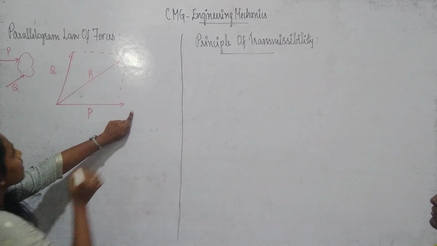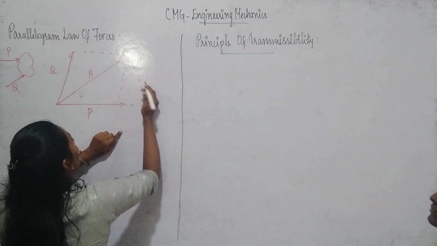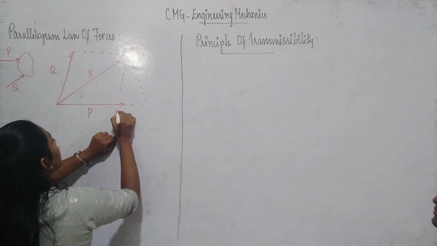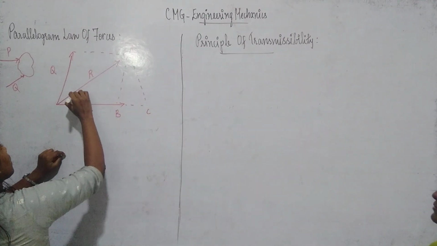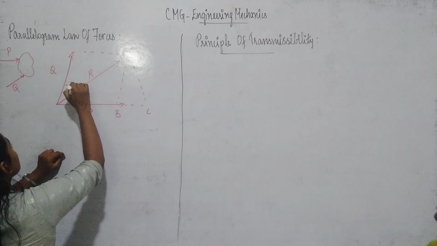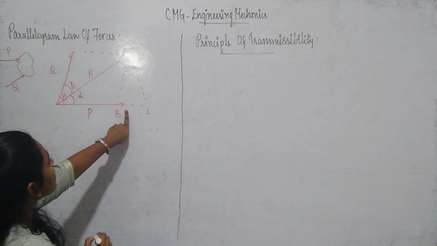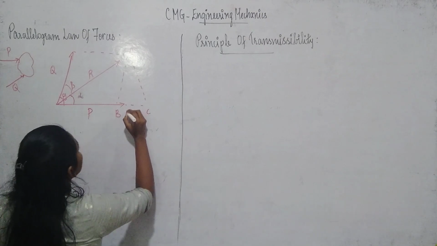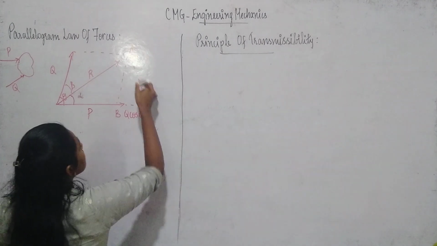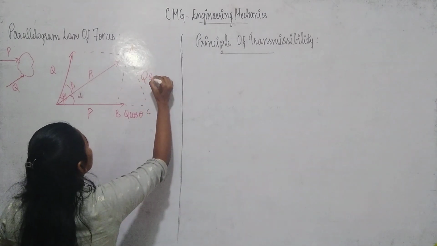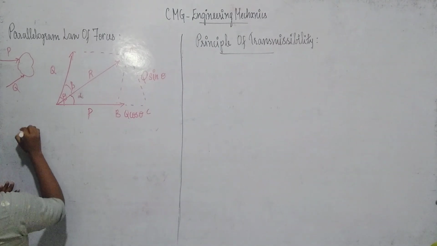So on extending this parallelogram, we can name this triangle as A, B and C. Since this angle is alpha and this is beta and the whole is theta, since this is the horizontal component, we can take this as Q cos theta, and since this is vertical, we can take this as Q sin theta.